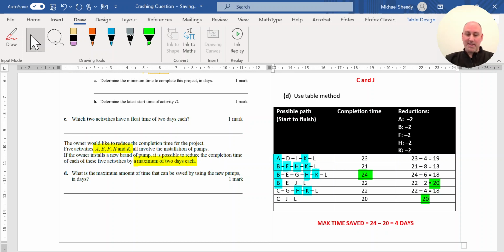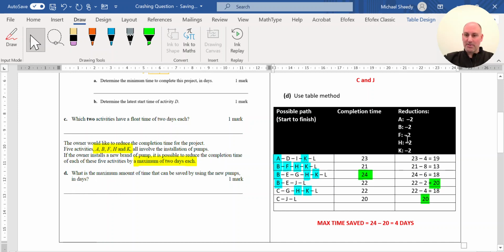Days. This problem is about days. So I can reduce and save a maximum of 4 days in this problem. Original completion time 24, which is the critical path, and the new critical path is 20. So the maximum days I can save is 4 days, and that would be the answer to part D.